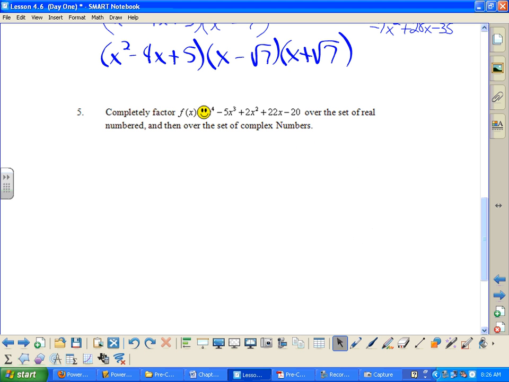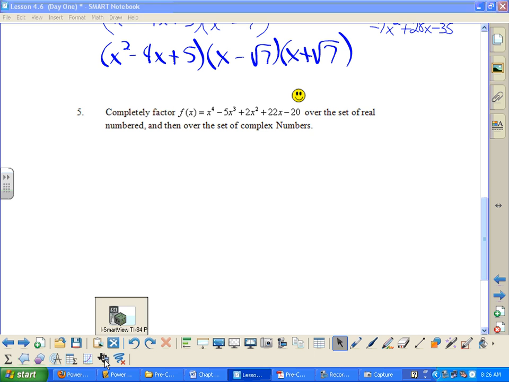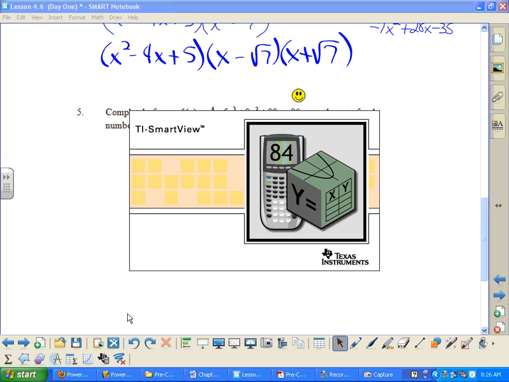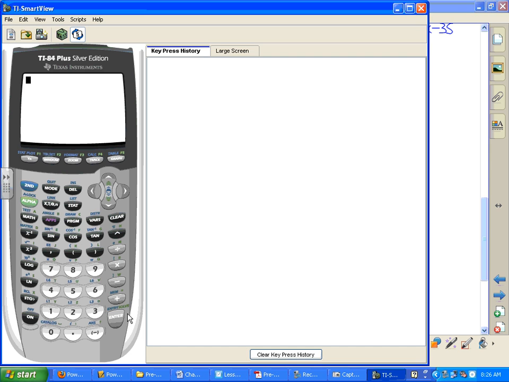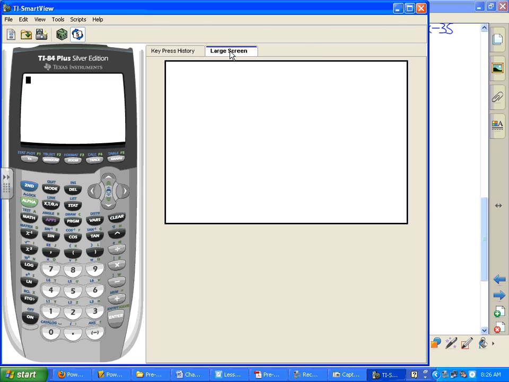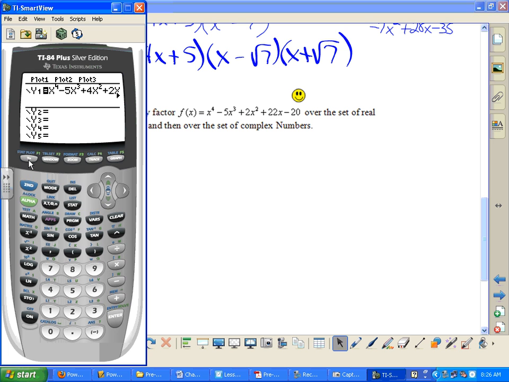So take the function and graph it first of all. So put it in your y equals, because they don't tell us any zeros, so we need to try and find some. So x to the fourth, minus 5x cubed, plus 2x squared, plus 22x, minus 20.